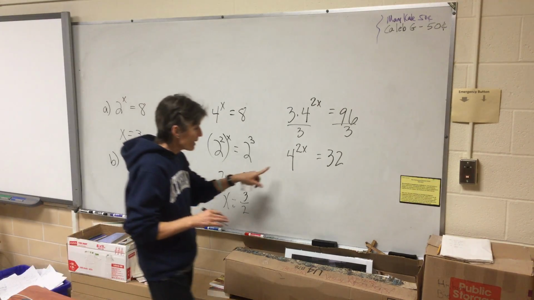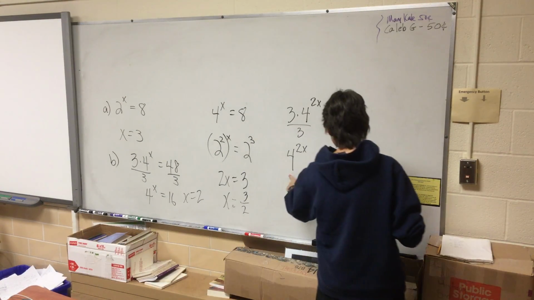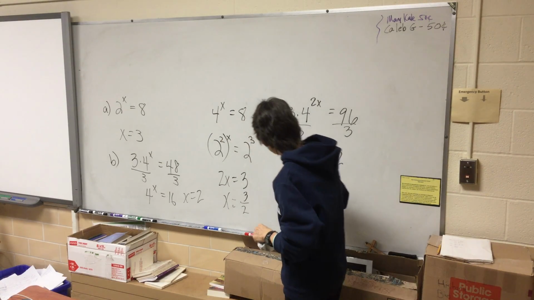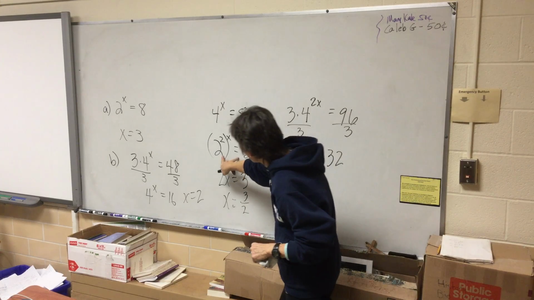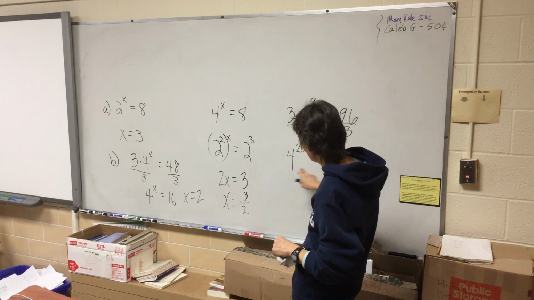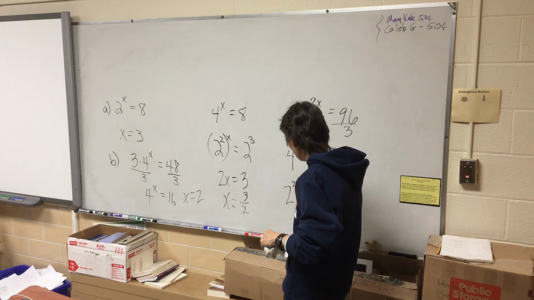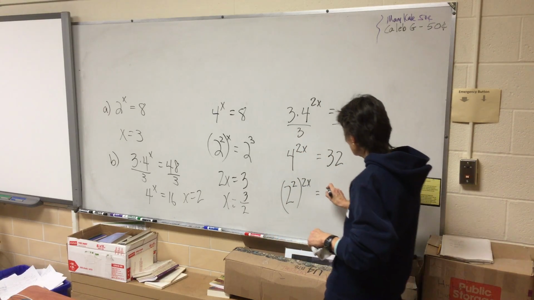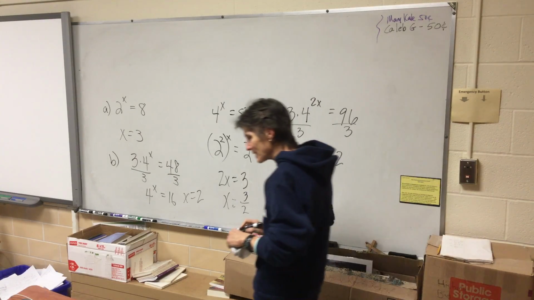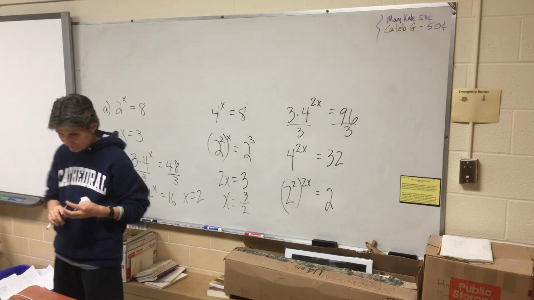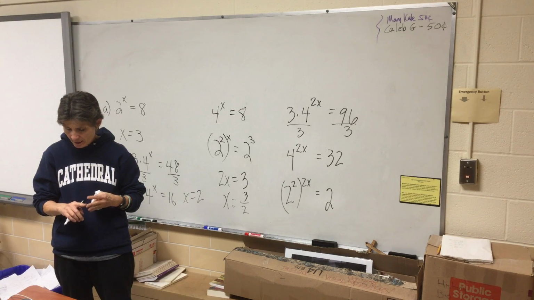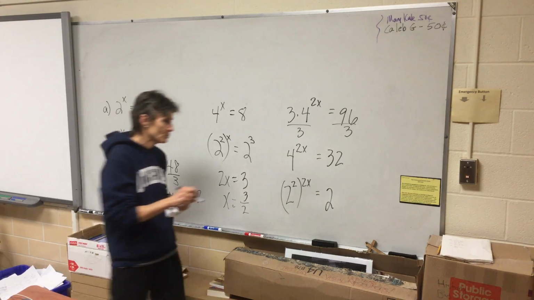Now, 4 and 32 have something in common, just like 4 and 8. 4 and 32 are both powers of 2. 4 is 2 squared, and 32 is 2 to the what? Does anybody happen to know what 32 is? 2 times 2 times 2 times 2 times 2. 5. 2 to the 5th.